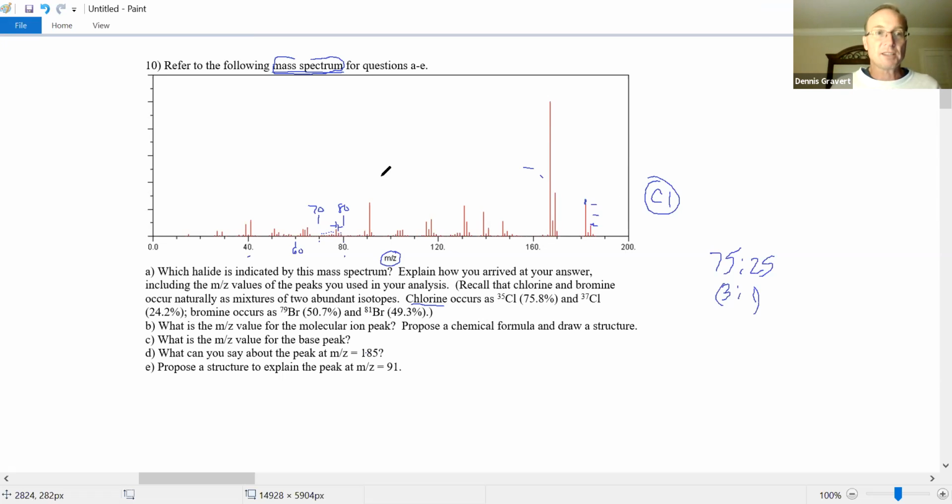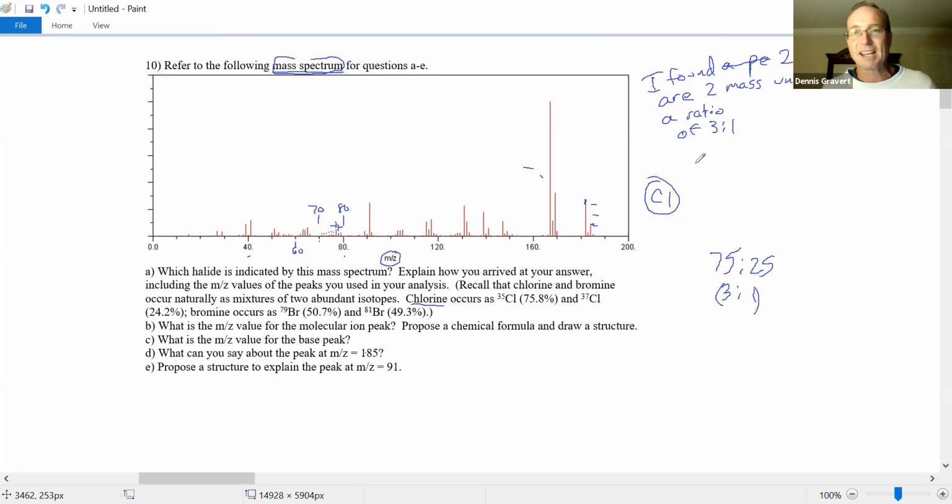Okay, so question A says, which halide is present? The answer is chlorine. How did you arrive at that? You could say, I found a pair of peaks, or just say 2 peaks that are 2 mass units apart in a ratio of 3 to 1. And you don't have to use this exact phrasing.